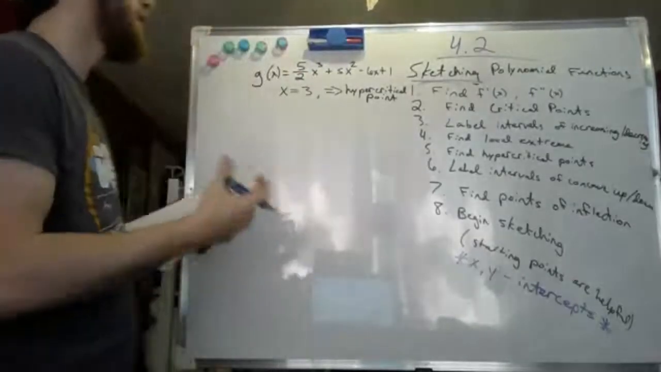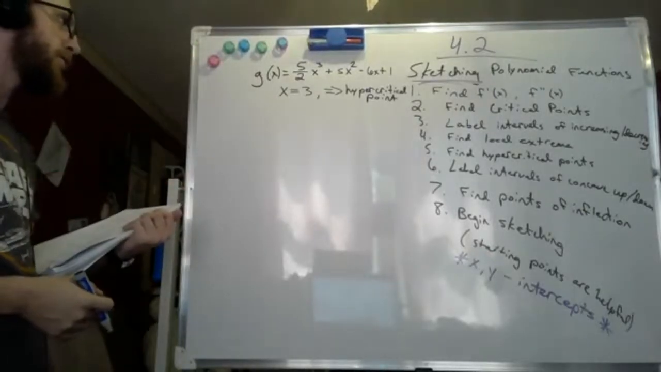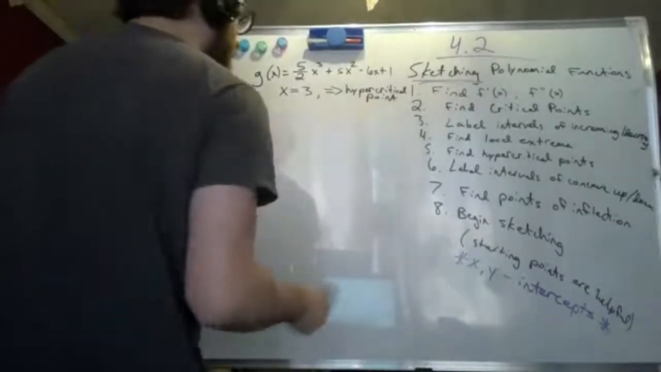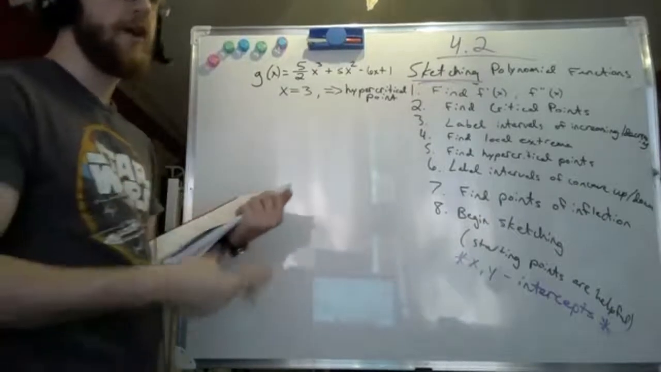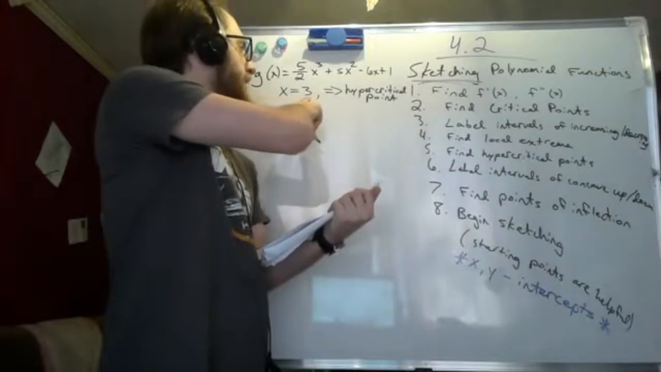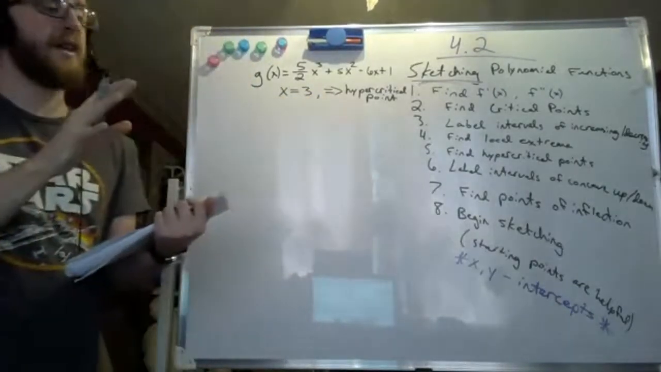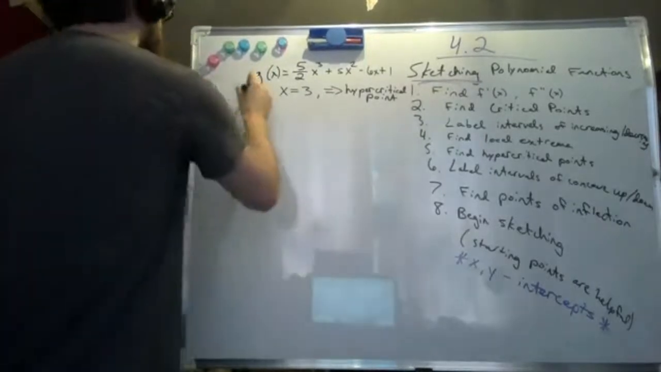So this is more of an algebraic type question that you might get during section 4.2. So how do we solve this? Well, in order to be a hypercritical point, that's where the second derivative is equal to 0. So if we find our second derivative and set it equal to 0, and we plug in the fact that this happens when x equals 3, that's going to get us well on our way to finding s. So let's give it a go.